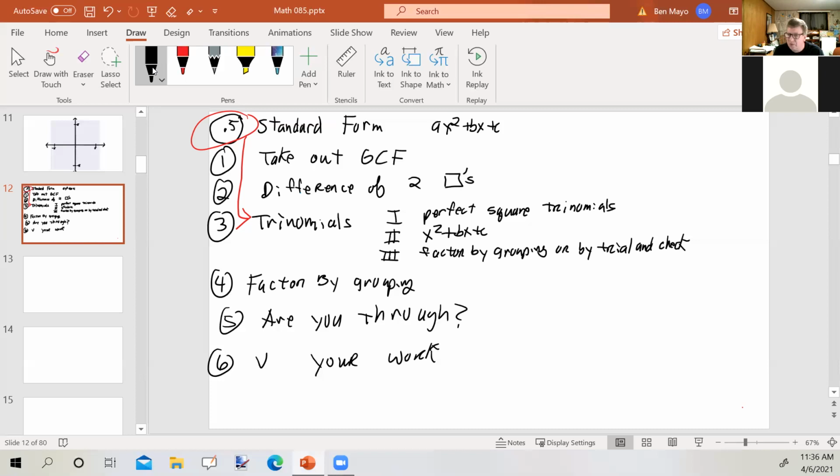Trinomials in the form x squared plus bx plus c, that was 6.2. And then Roman numeral 3, factoring by grouping, trial and check, that was 6.3 parts 1 and 2. And this list is important in terms of the order. Looking at those Roman numerals 1, 2, and 3, you want to look for them in that order. You don't want to just immediately start with grouping or trial and check. If it's a perfect square trinomial, it's going to be easier to factor than using the grouping. If it has a leading coefficient of 1, it's going to be easier to factor than using grouping or trial and check.